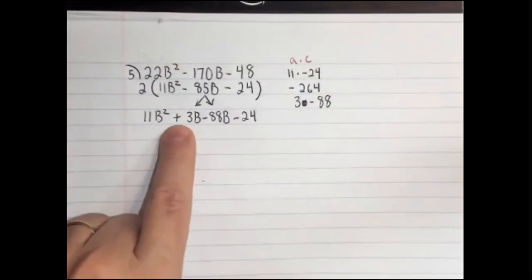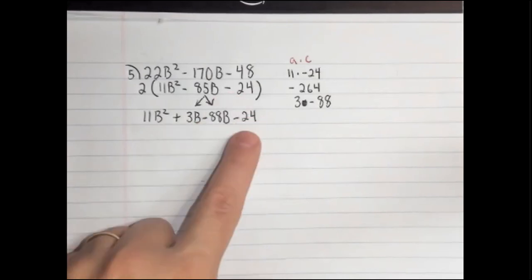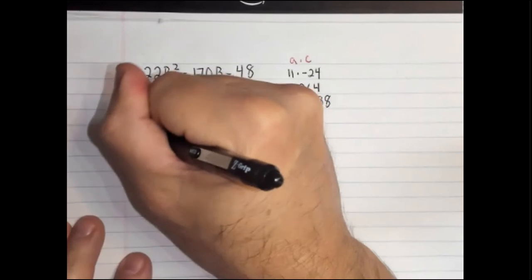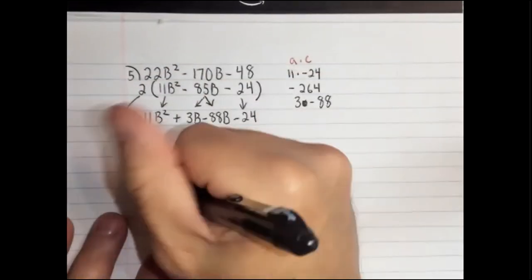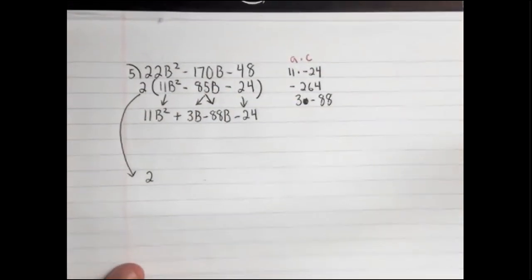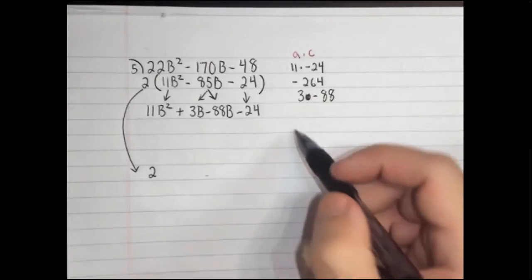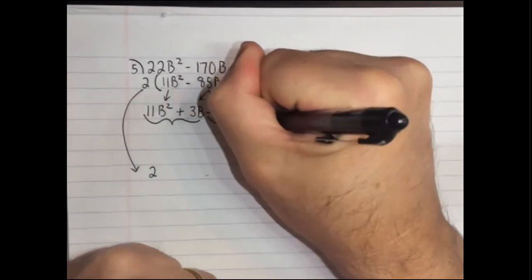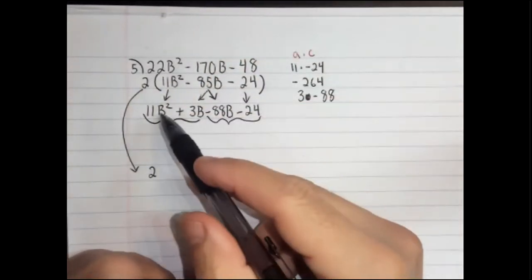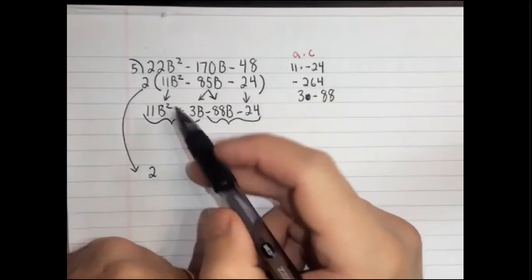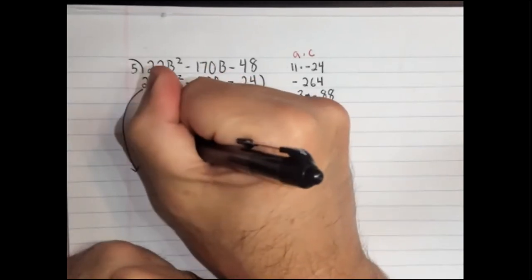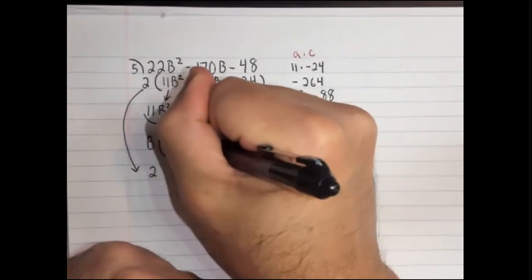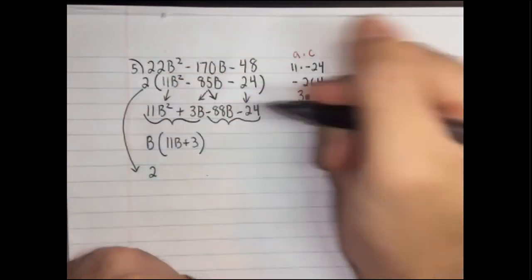Again, the 3 was positive, so I have the plus there, then minus 88b. I move down to minus 24 and the 11b squared. I'm going to put a little arrow here to make sure I remember my answer must include that 2 that I originally factored out. All right, so once I do this, I'm doing my grouping. Now 11 and 3, there's not a number that I can pull out, so all I can pull out here is a b. And that's going to give me 11b plus 3.